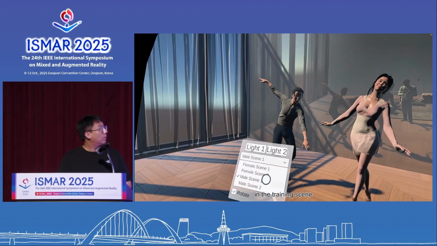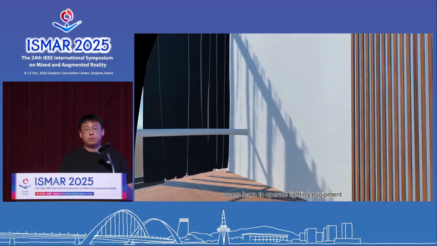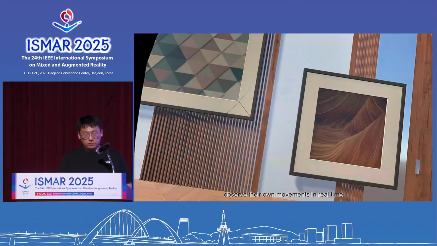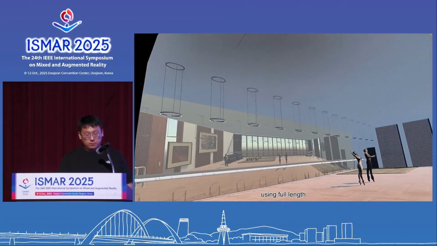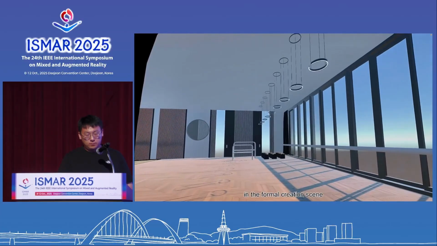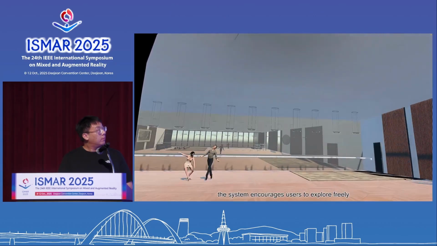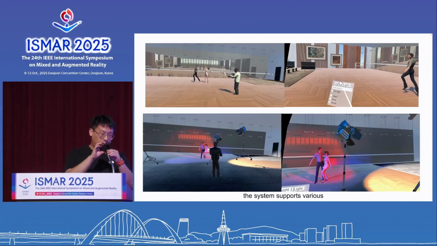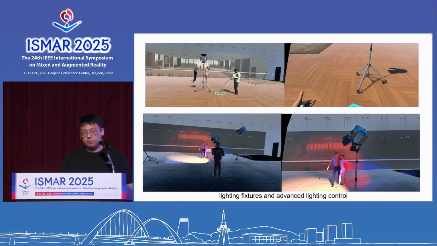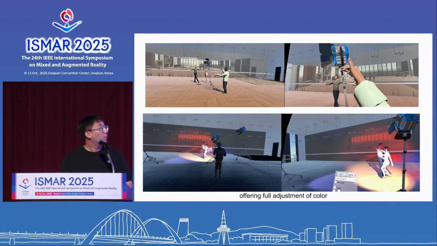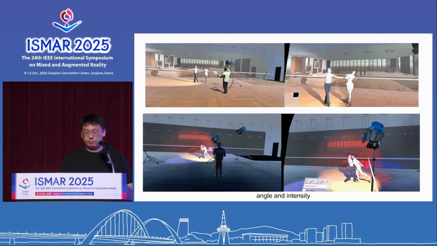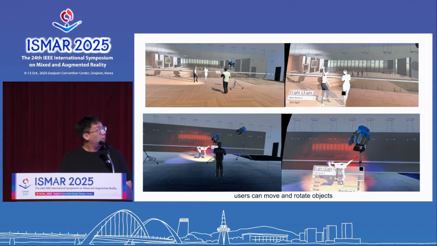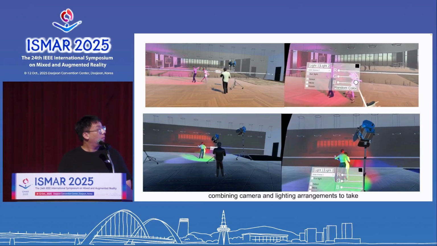In the training scene, users learn to operate lighting equipment and a virtual camera, familiarize themselves with their avatars, and observe their own movements in real time using full-length mirrors that span floor to ceiling. In the formal creation scene, the system encourages users to explore freely and produce a narrative-driven short film. The system supports various lighting fixtures and advanced lighting control, offering full adjustment of color, angle, and intensity. With a virtual control panel and interactive buttons, users can move and rotate objects, combining camera and lighting arrangements to take full creative control.